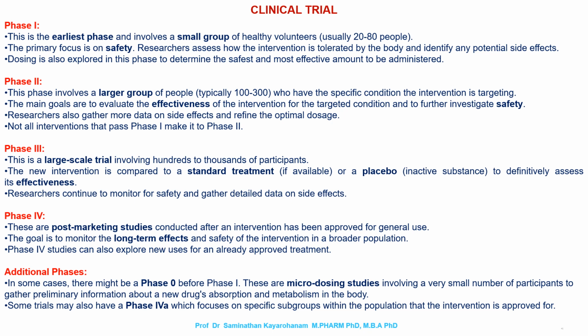Phase 2. This phase involves a larger group of people, typically 100-300, who have the specific condition the intervention is targeting. The main goals are to evaluate the effectiveness of the intervention for the targeted condition and to further investigate its safety. Researchers also gather more data on side effects and refine the optimal dosage. Not all interventions that pass phase I make it to phase 2.